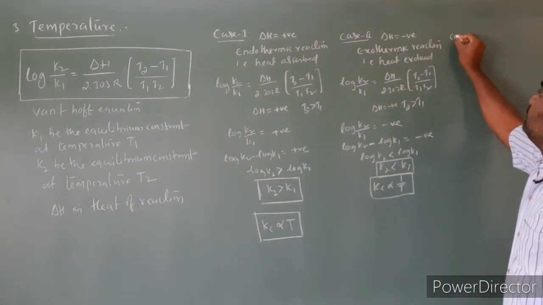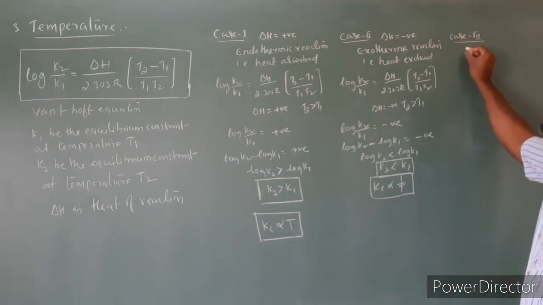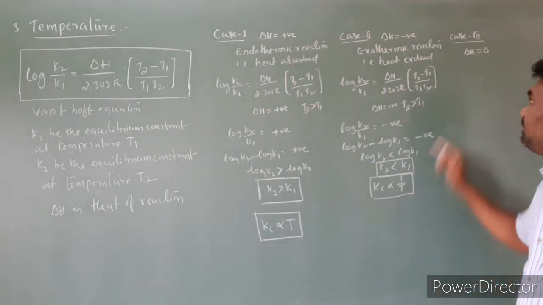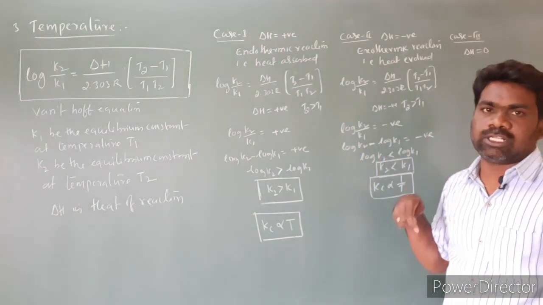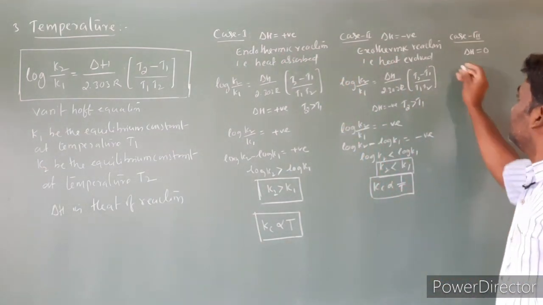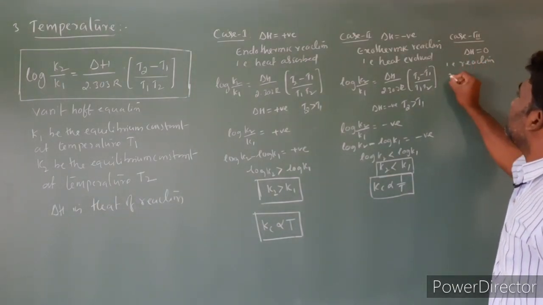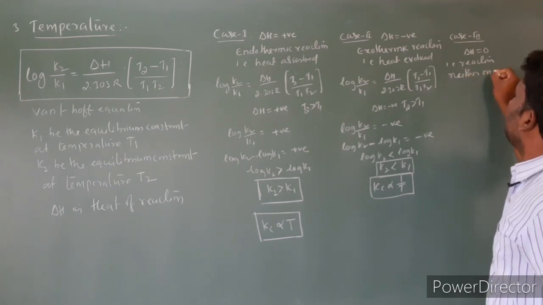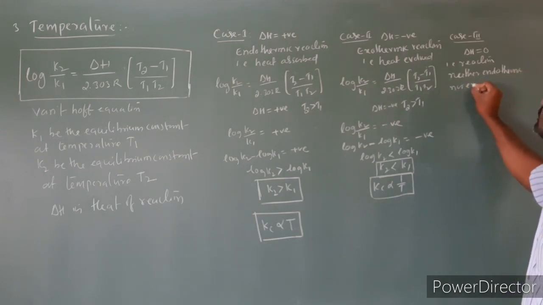Then case 3. Case 3, I am taking delta H is equal to 0. That means it is not exothermic, not endothermic. So heat is not absorbed and heat is not evolved. That means the reaction is neither endothermic nor exothermic.